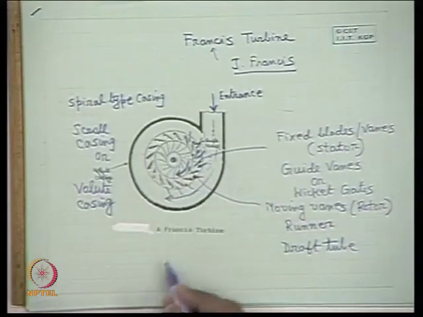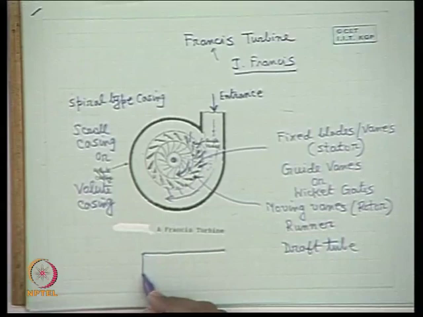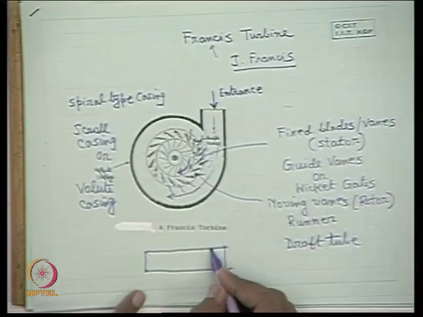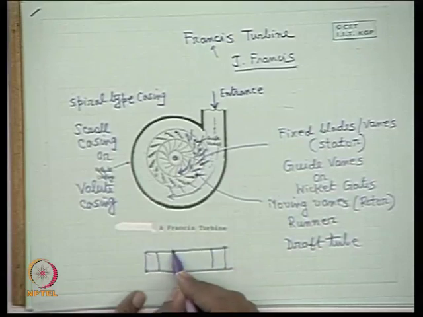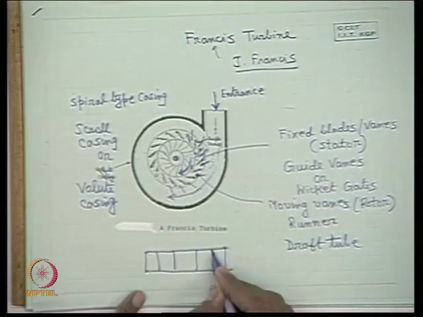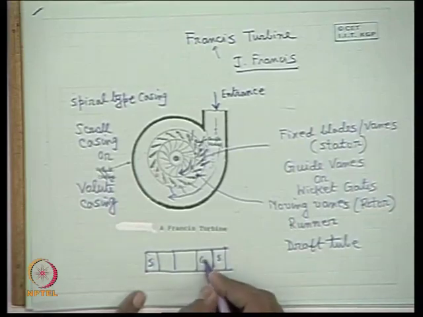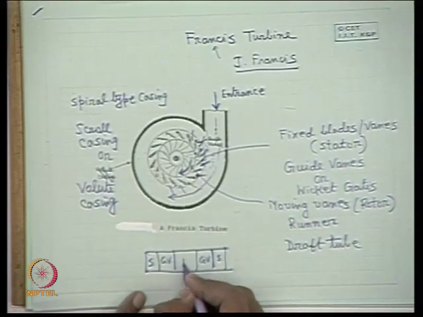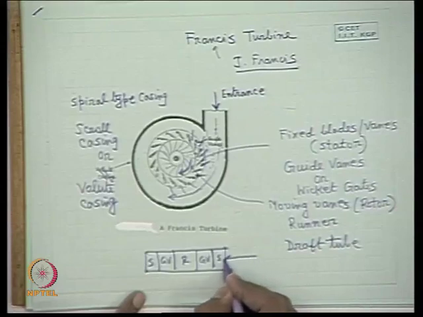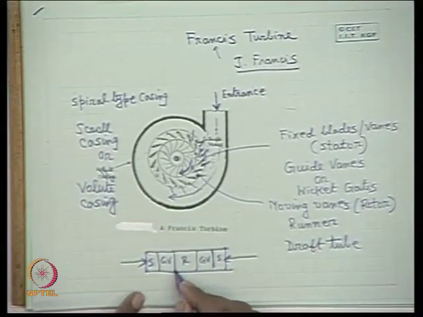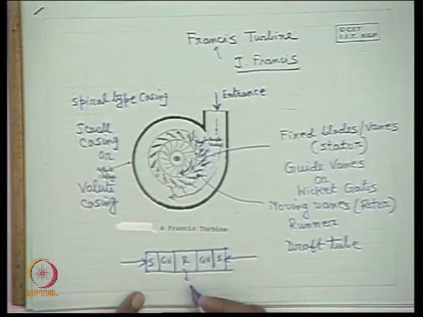So therefore, if you see the plan view of it, a simple plan view like this, this is the scroll case. Well, this is the runner. That means this is the scroll case, this is the guide vane, and this is the runner. So fluid approaches like this, then it comes out to the runner. This is the axial direction, and this is the radial direction.